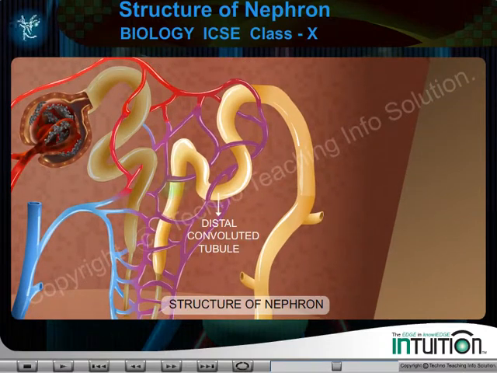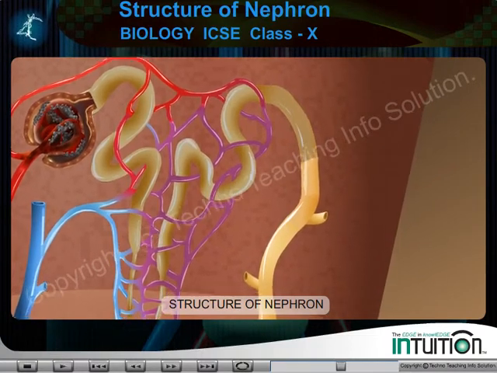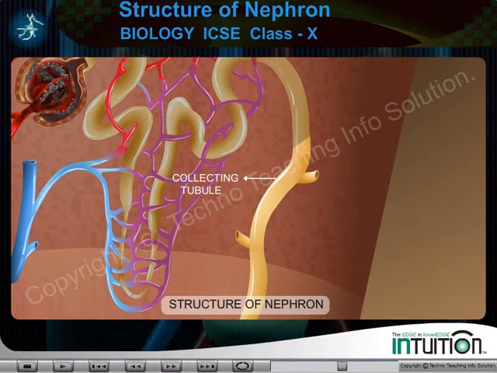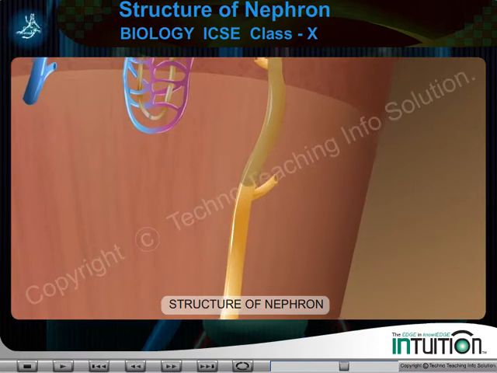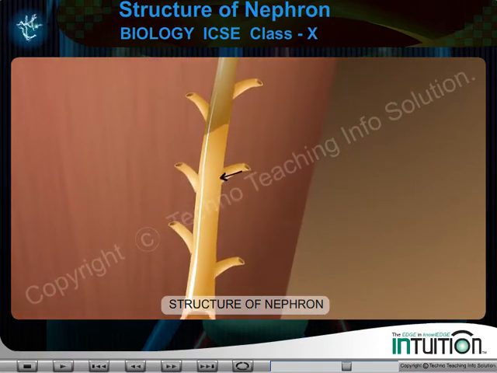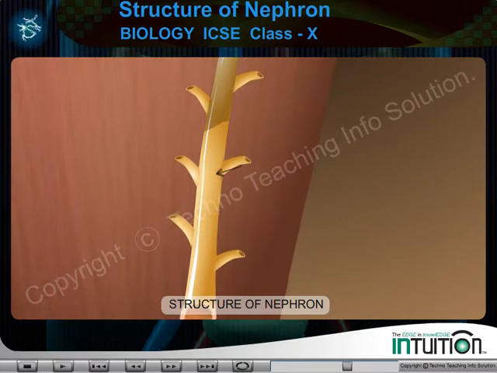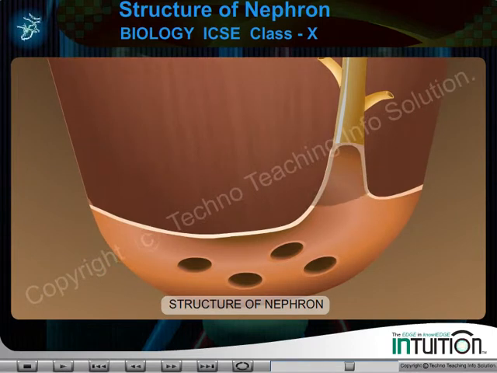3. Distal convoluted tubule. It is present in the renal cortex region. The distal convoluted tubules of many nephrons combine to form one collecting tubule. Many collecting ducts are combined to form papillary duct. Collecting ducts collect the urine from the nephrons and transport it to the medulla of the kidney through papillary ducts.